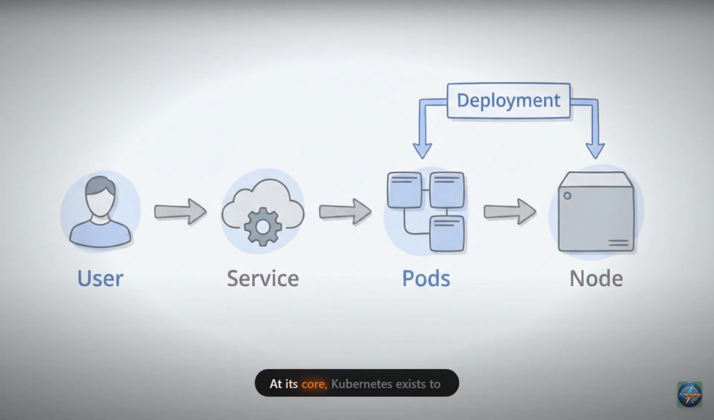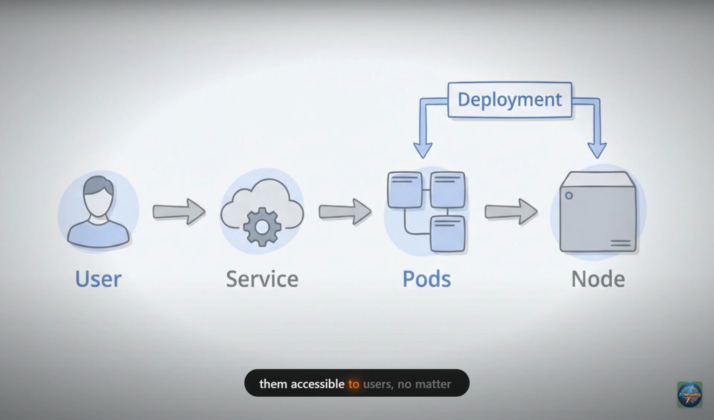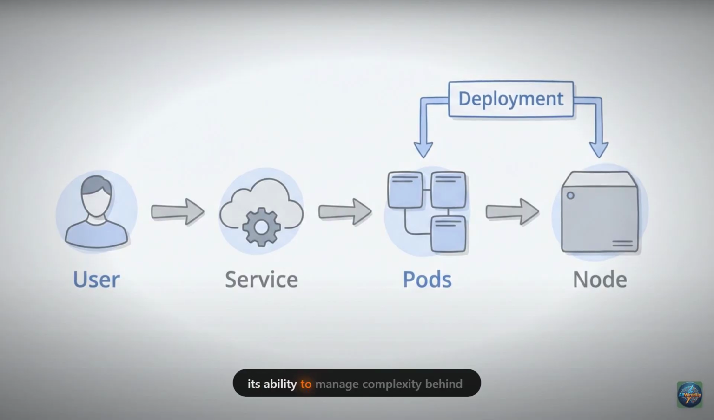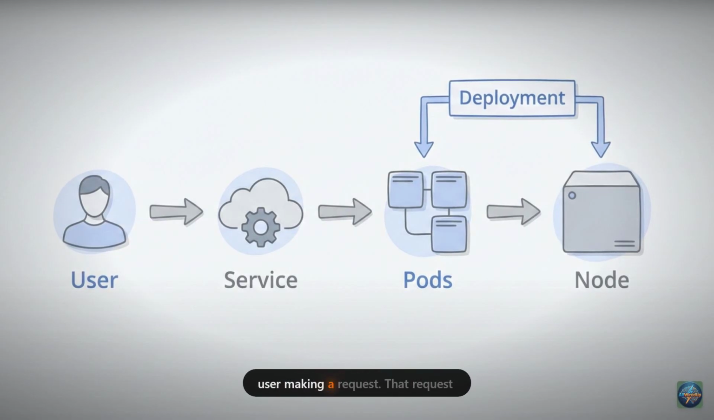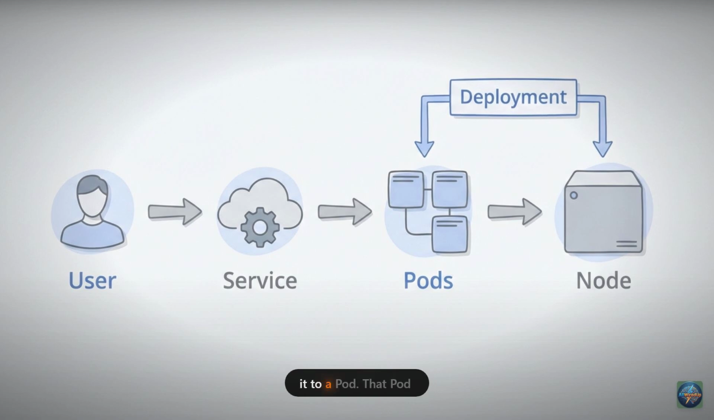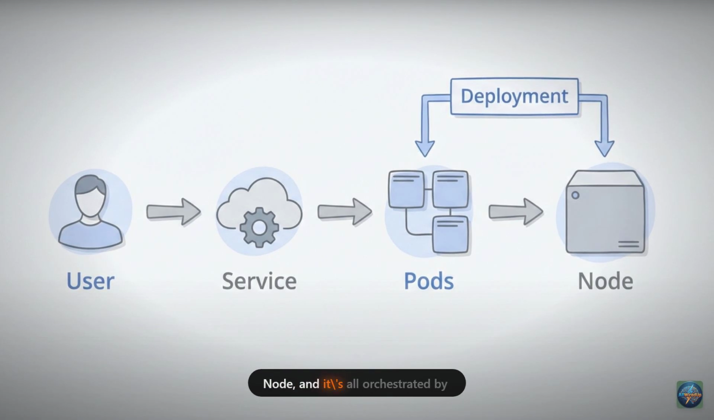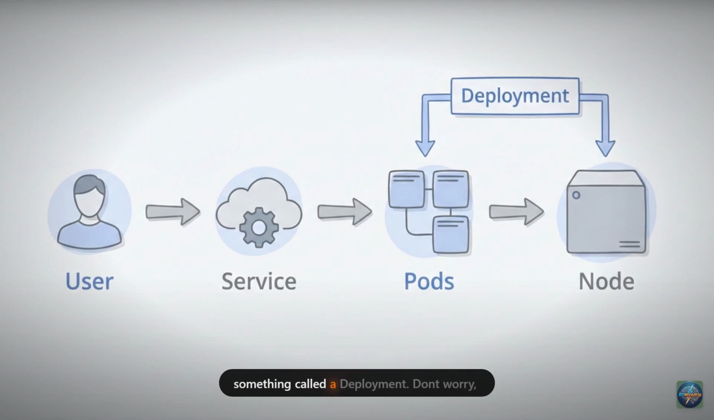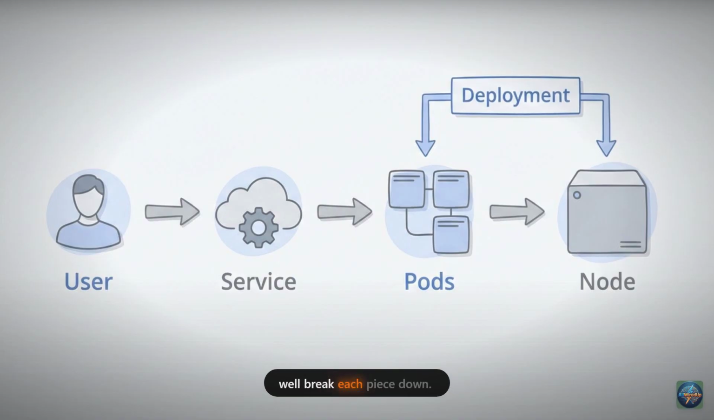At its core, Kubernetes exists to run your applications reliably and make them accessible to users no matter what. The beauty is in its ability to manage complexity behind a deceptively simple flow. Imagine your user making a request. That request travels through a service, which directs it to a pod. That pod is diligently running on a node, and it's all orchestrated by something called a deployment. Don't worry, we'll break each piece down.